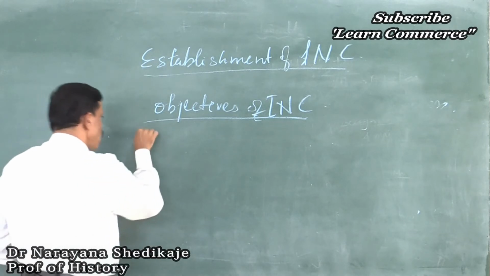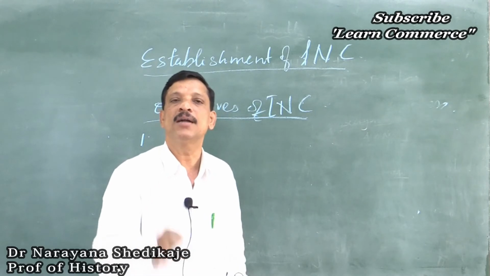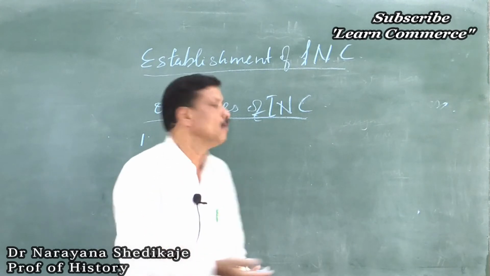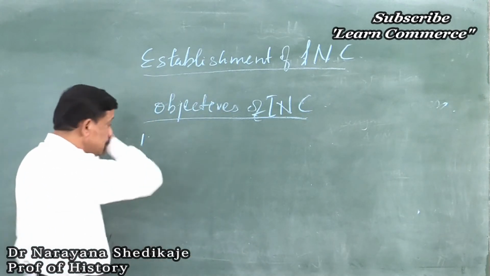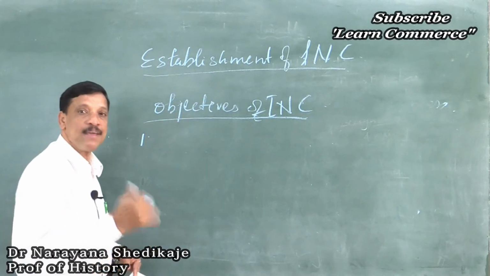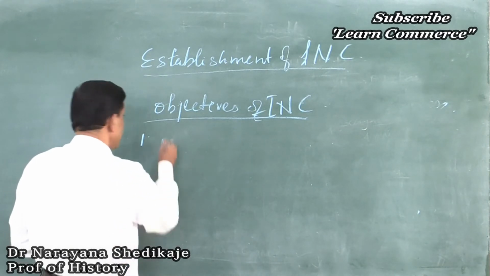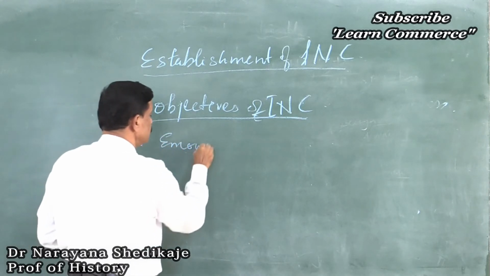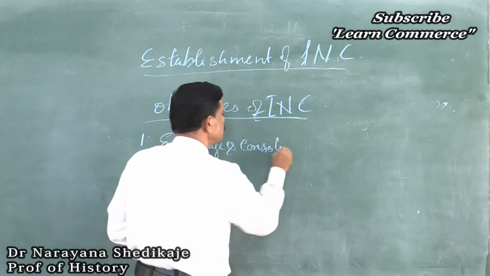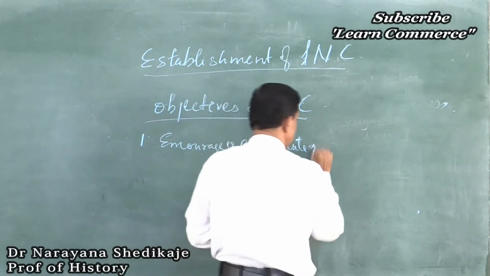The first objective. Any institution which is established has certain aims and objectives; simply nobody can establish one. Here the establishment of Indian National Congress had certain aims, and the first aim is to encourage and consolidate national unity.